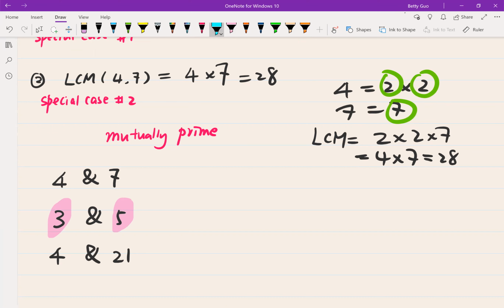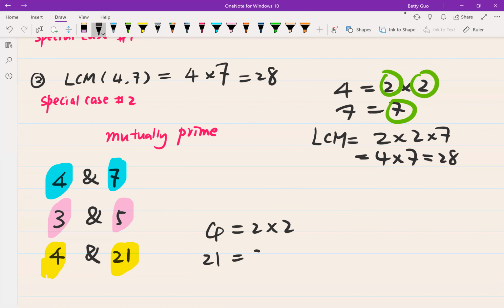Or one is prime, the other is not. 4 and 7: 7 is prime, 4 is not, right? But 4 and 7 are mutually prime. The GCF is 1. LCM is their product. 4 times 7, 28. In this case, 4 and 21, neither of them is prime. 4 is composite. 4 is 2 times 2. 21 is also composite. 21 is 3 times 7. But they are mutually prime.